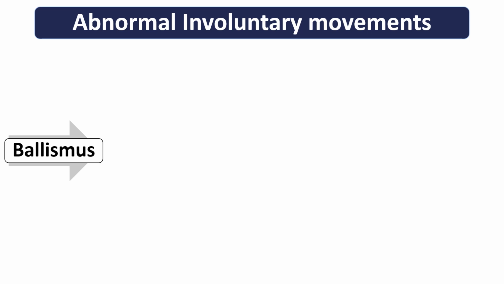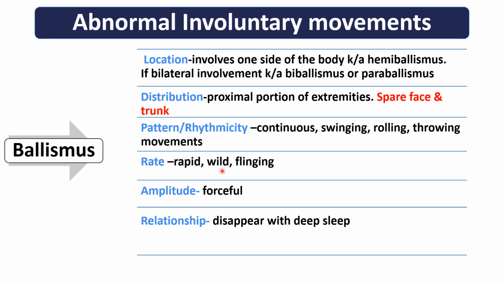Now the ballismus, it is characteristically wild flinging movements. If it involves one side of the body, we label it as hemiballismus. If it involves both sides, biballismus or paraballismus. Characteristically, the proximal portion of the extremities will be involved. It spares the face and trunk. It will not involve the face and trunk. It is continuous swinging, rolling, throwing movements. It is forceful. It disappears with deep sleep. And it is so forceful that the patient can throw whatever things are in the hands. That's why it is labeled as a throwing movement.